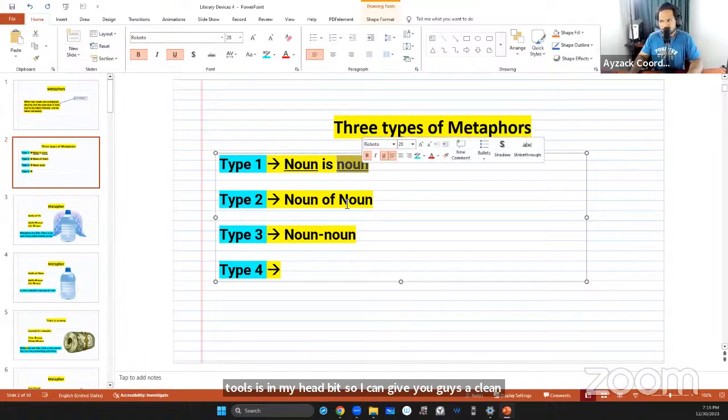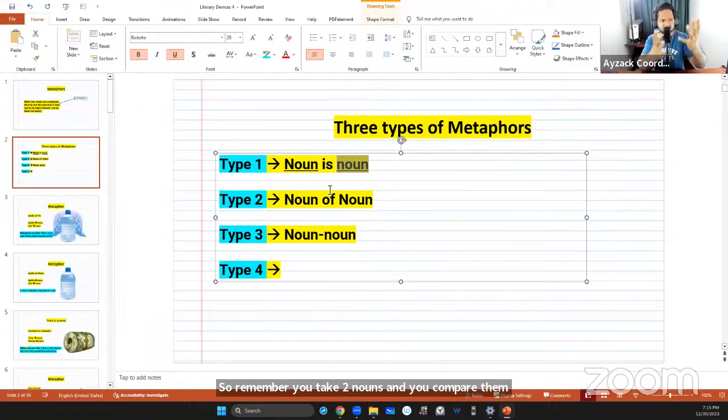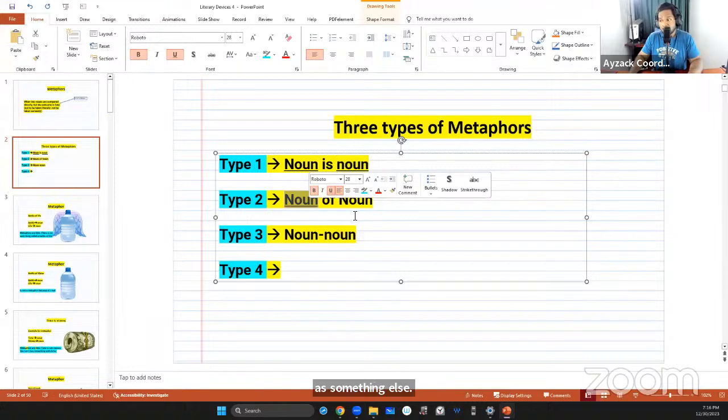So remember, you take 2 nouns and you compare them directly. How do you compare the nouns, though? Compare means that you are saying that one thing is the same as another thing. That is what you mean by comparing. The opposite of comparing is called contrasting. However, metaphors are comparisons. You are saying that one thing is the same as something else. So there are 4 kinds of metaphors. We have noun is noun, we have noun of noun, we have noun dash noun, and then we have adjective noun.